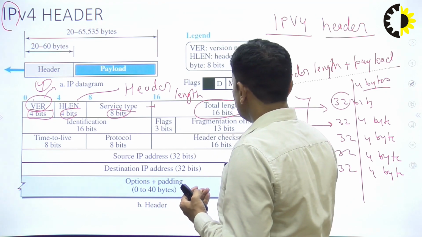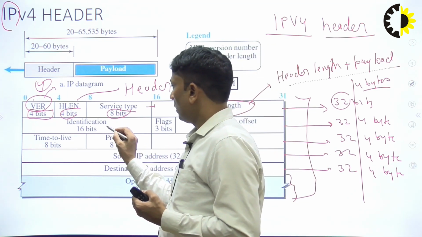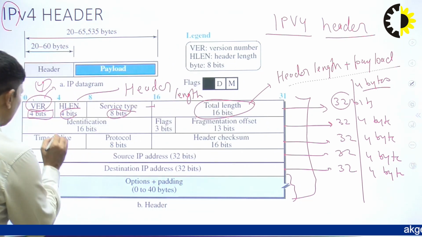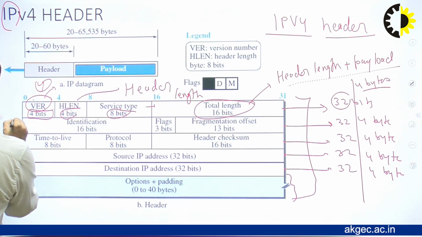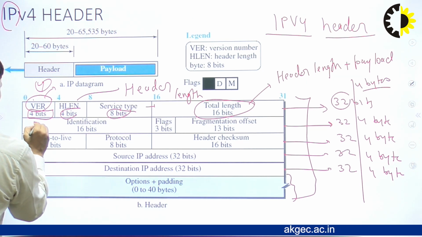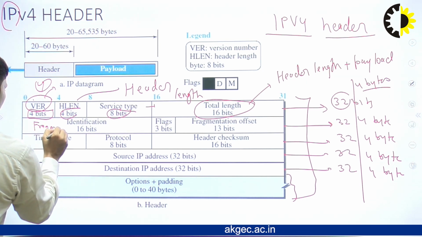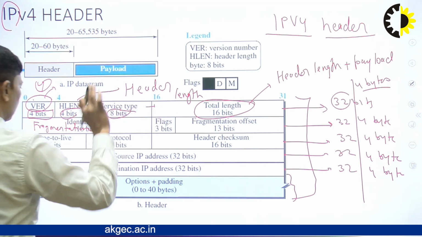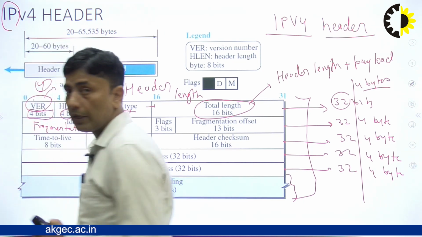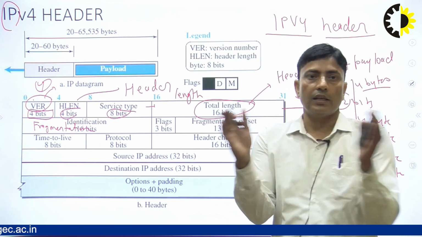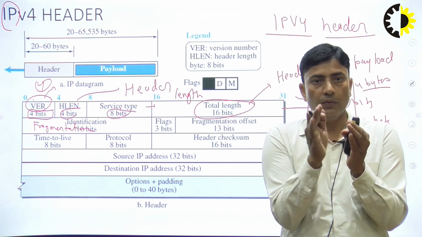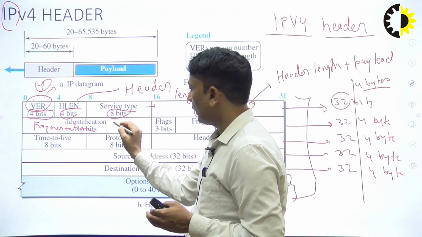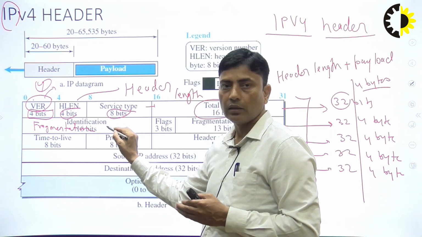Then when we talk about the second row, that is reserved for fragmentation. Second row information is reserved for the fragmentation. What is the meaning of fragmentation? That means large data is divided into a number of fragments. Okay, so this is the identification number, that is of 16 bit.